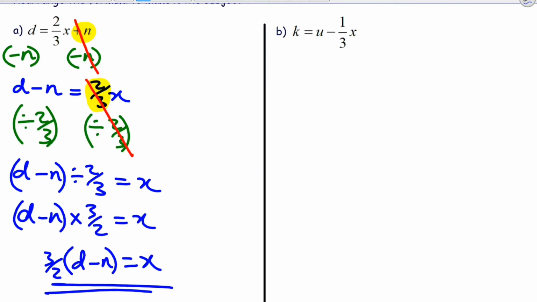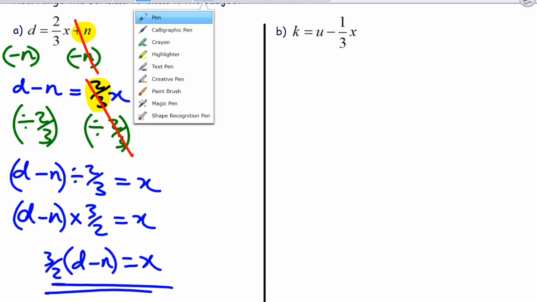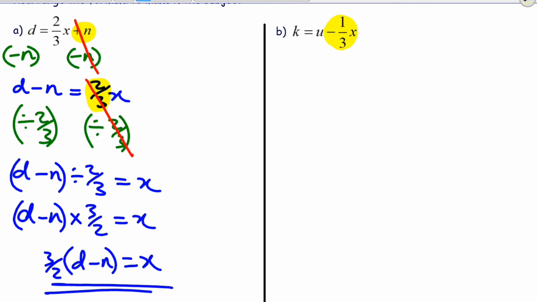Example on your right. k is equal to u minus a third x. So the first step can be, now you can see that x is negative, and I mentioned in the previous videos that if x is negative, no matter what its coefficient is, we need to make it positive. We need to handle it when it's positive. So what we are going to do is add a third x on each side.